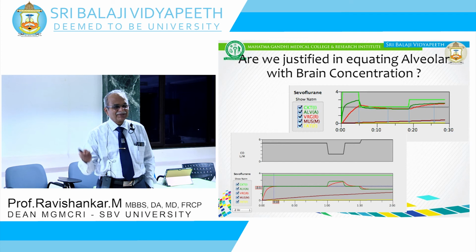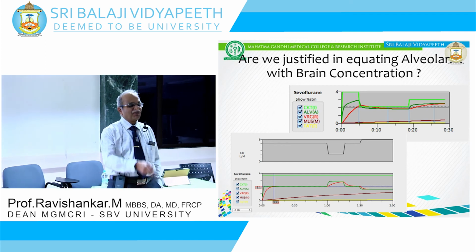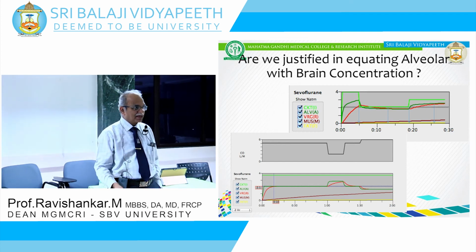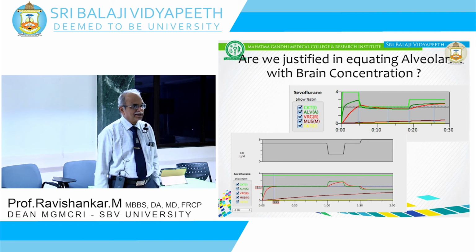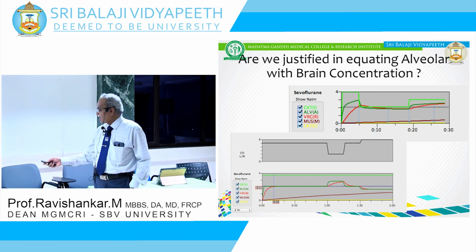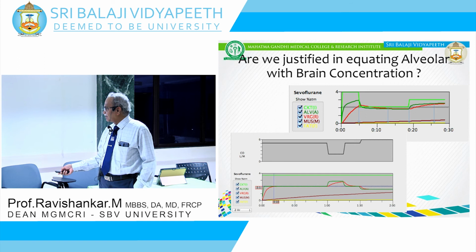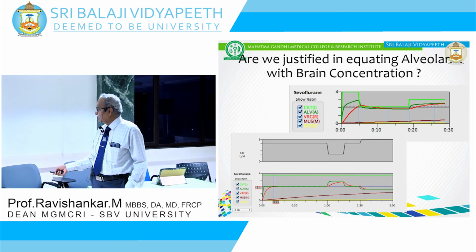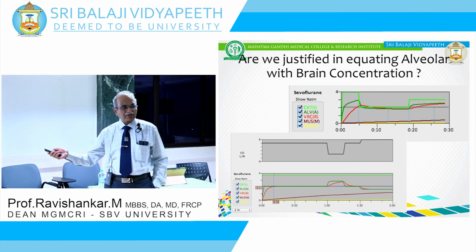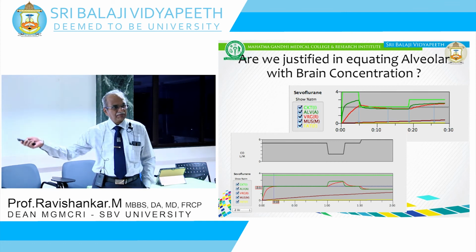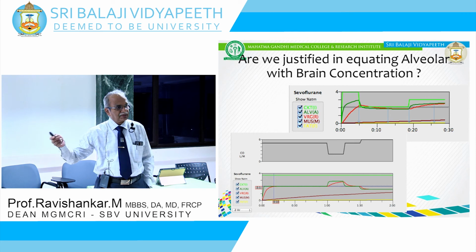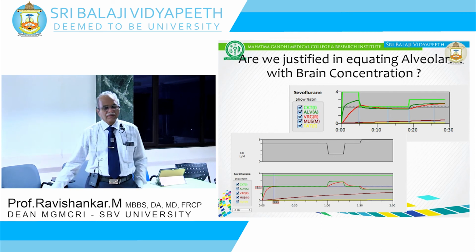We will come to that, why it goes up. You may not understand why the alveolar concentration goes up, because the cardiac output comes down. And what happens to the brain concentration? It follows, but it takes almost about 20 minutes to reach the same level. It takes a much longer time to equilibrate in the brain when there is a fall in the cardiac output.